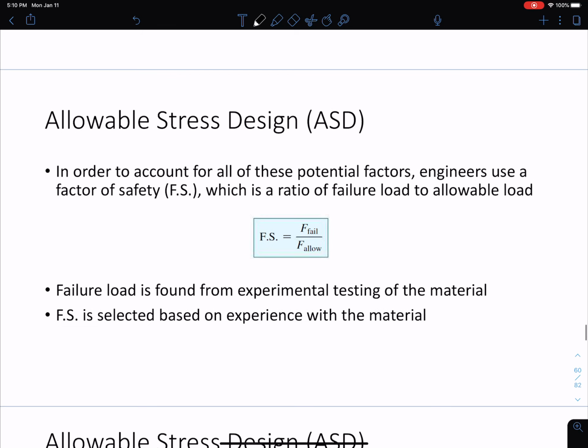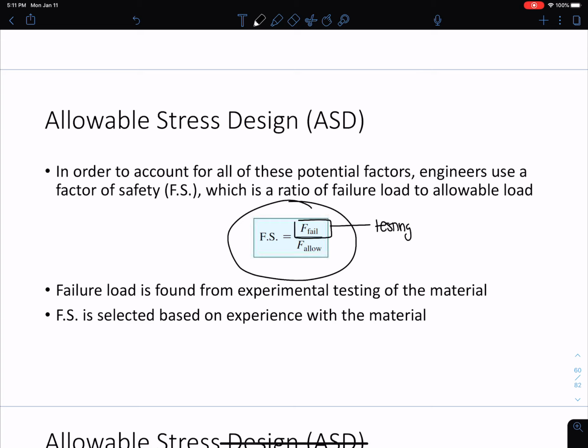In order to account for all of these potentials, we say, okay, we know what our allowable is, we know what the fail is. We're going to use this factor of safety here, which is basically a ratio of our failure load to our allowable load. The failure load is found from experimental testing of the actual material. So in Mechanics of Materials lab, you're going to be testing different types of materials to their limit. How far can I push this timber beam? How far can I load this concrete element in compression before it cracks, and so on. So we get these from testing.